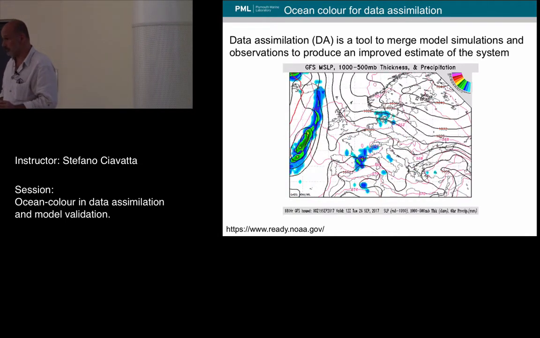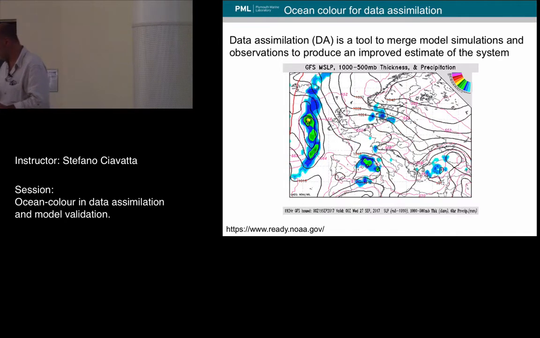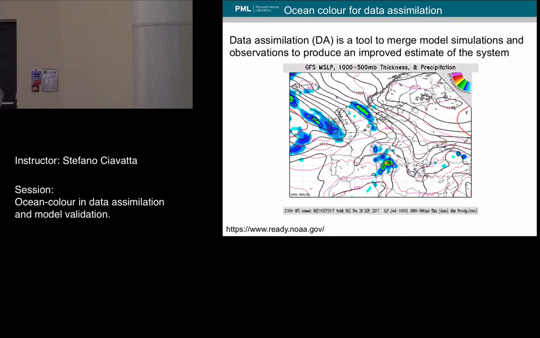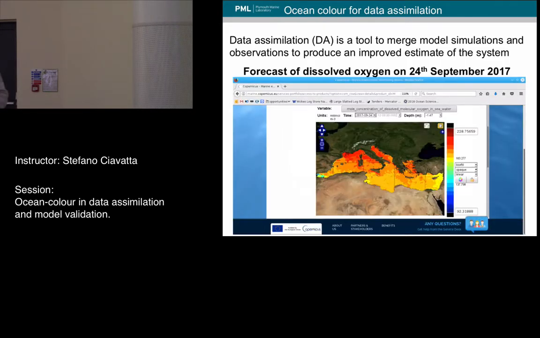For the simulation, yes, it's what we are going to talk about today, the assimilation of ocean color. For example, this is a prediction of the oxygen concentration at the surface of the Mediterranean on the 24th of September. These kinds of tools are already in use in biogeochemical modeling, and this is produced by assimilating ocean color.